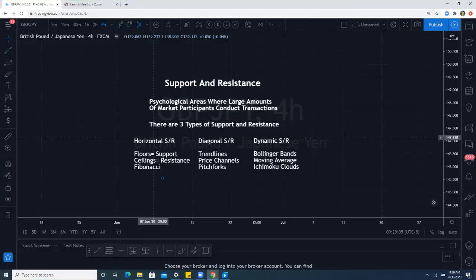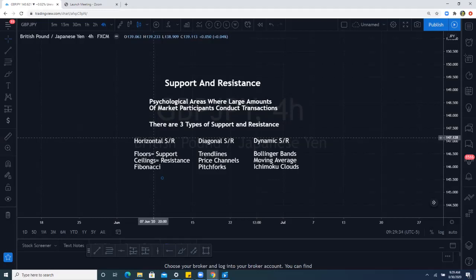So support and resistance are basically psychological levels where large amounts of market participants conduct transactions. Because if a large amount of market participants are buying and selling in a certain area, that's going to move price, thus creating these points that you can use as references to look for evidence of taking a trade in that area. There's going to be three types of support and resistance.